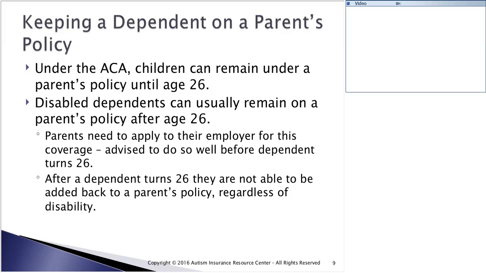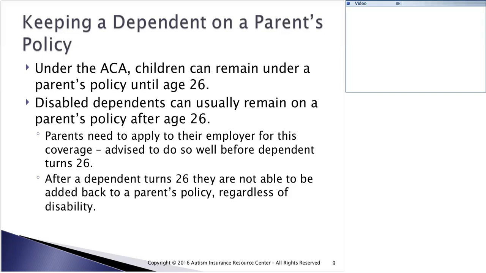The other thing that was really important about the ACA, and is really important for families who have children, young adults, adults with disabilities, is that under the ACA, all children can remain on a parent's policy until the child, the dependent, is age 26. A disabled dependent can usually remain on a parent's policy after age 26 for as long as the parent has that policy.